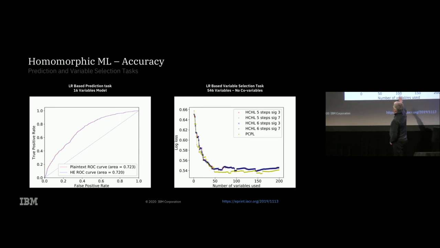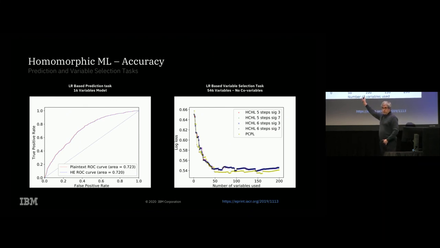So what we're showing here is the log loss of the variable selection based on how many steps we do in the training versus the sigmoid approximation that we used, right? That was mentioned before, because you cannot check how good you are, and you cannot stop your computation. So we showed that for 5 and 6 steps, a sigmoid approximation of 3 degrees or 7 degrees was pretty much the same when compared to this yellow curve, which is doing it in the clear without encryption.